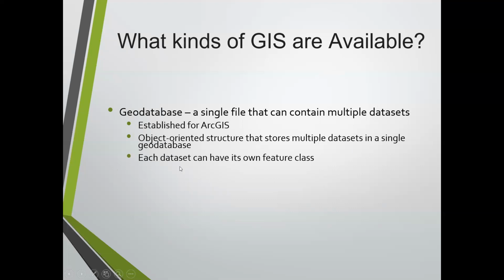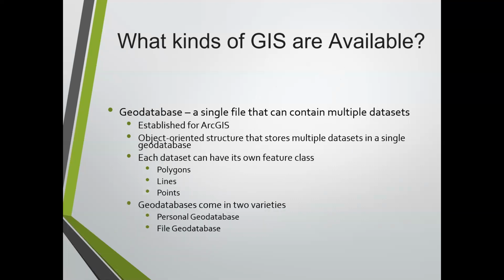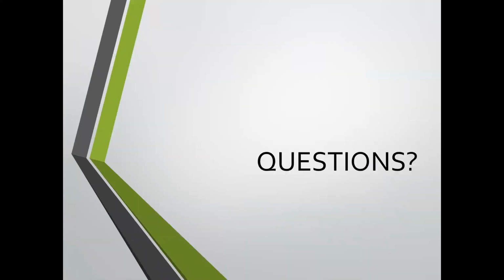And so each data set can have its own feature class of polygons, lines, points, and then your geodatabase can be created in one of two varieties, what's called your personal geodatabase or a file geodatabase. So personal would be just for the general user. File would be across, like, say, a network. So if you had a company where other people were using it, you would create a file geodatabase in the network. Okay, so we're going to see a little bit about this over the next couple of weeks.